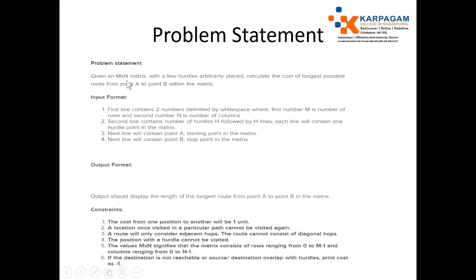Given an m by n matrix with a few hurdles arbitrarily placed, calculate the cost of the longest possible route from point A to point B within the matrix. Input format: the first line contains two numbers delimited by white space, where the first number m is the number of rows and the second number n is the number of columns. The second line contains the number of hurdles h followed by h lines. Each line will contain one hurdle point in the matrix.